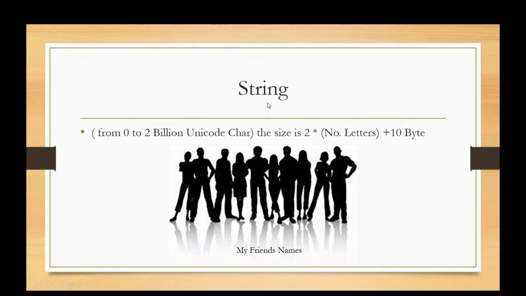And also there is a variable called string. It holds about 2 billion letters. It is 10 bytes plus 2 multiplied by the number of letters. Its size is from 0 to 2 billion Unicode characters. You can write a long story in the string variable. It can contain all your friends' names and your family's names and your neighbors' names and address and email, everything, every data.